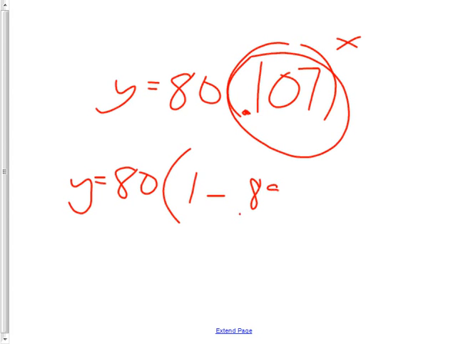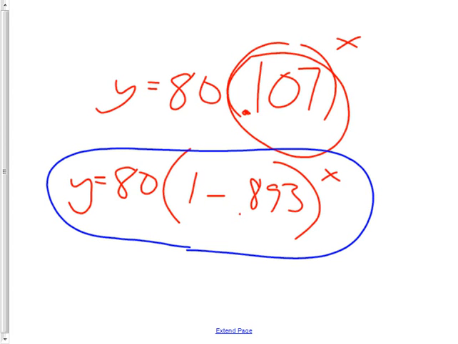I'm going to go like this. Is that the exact same thing as what I had before? 1 minus 0.893. Is that really 0.107? Yep, it works. So, and that makes it a lot easier. Now, if you look at this, what percent decay is it? The percent decay is this. It is 89.3% decay. It is not this number. It's this number.